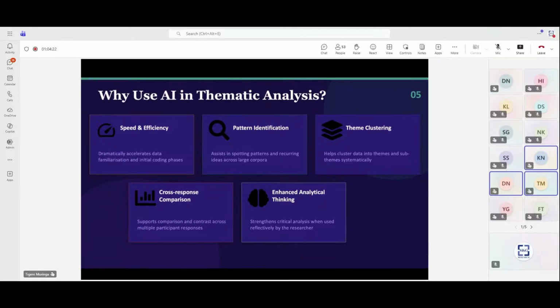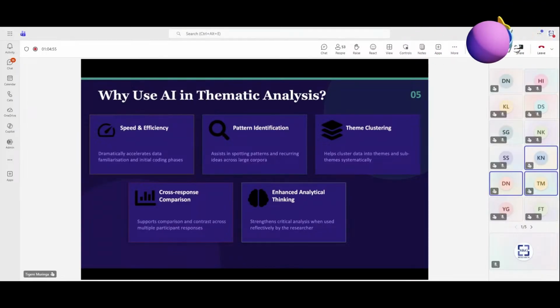They also assist in thematic clustering. They help cluster data into themes and sub-themes systematically, and they support comparison and contrast across multiple participants' responses. They are very good at that, and they can also retrieve the verbatims. Now, they also enhance analytical thinking. They can strengthen critical analysis when used reflectively by the researchers.